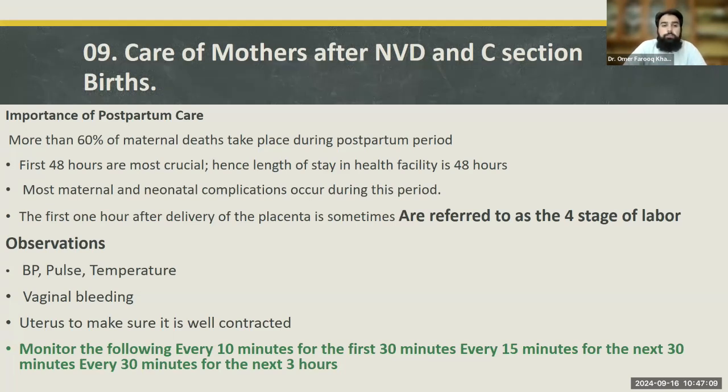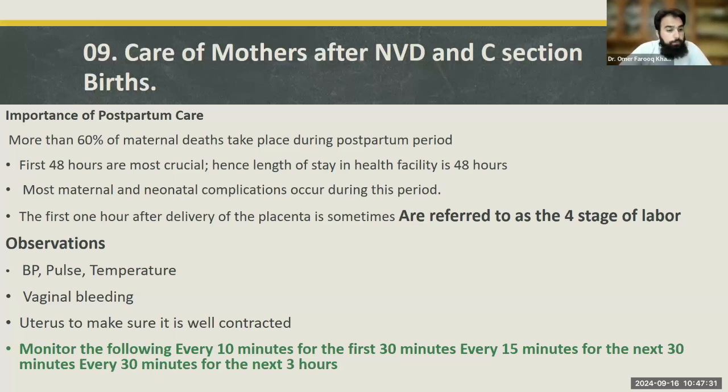The first 48 hours are most crucial, hence the length of stay in the hospital or health facility is 48 hours. Most maternal and neonatal complications can occur during this period. The first 1 hour after delivery of the placenta is sometimes referred to as stage 4 of labor as well. So what are the observations that need to be done if a patient has delivered?